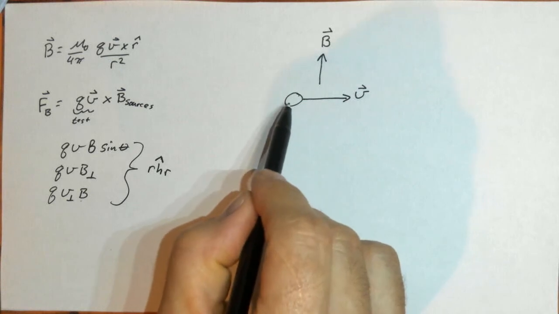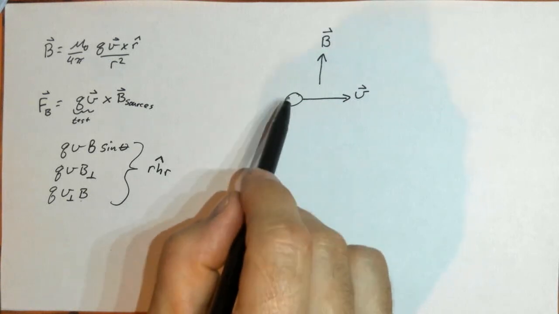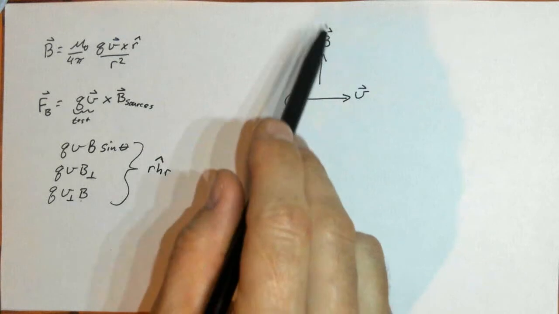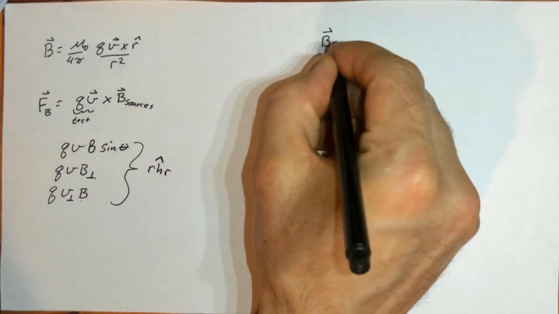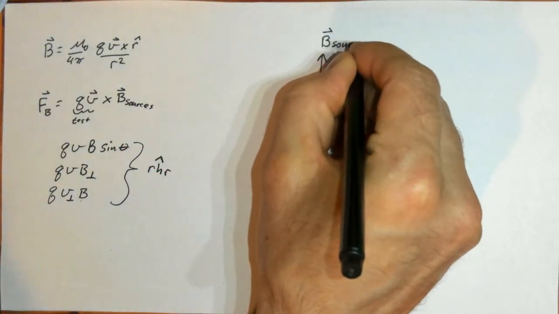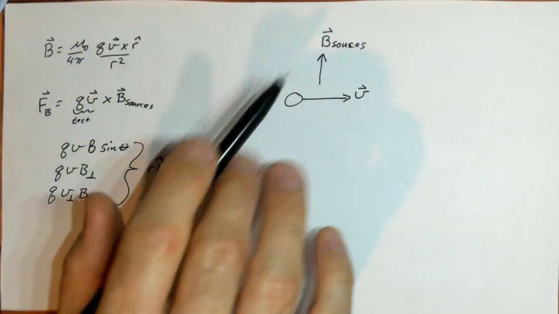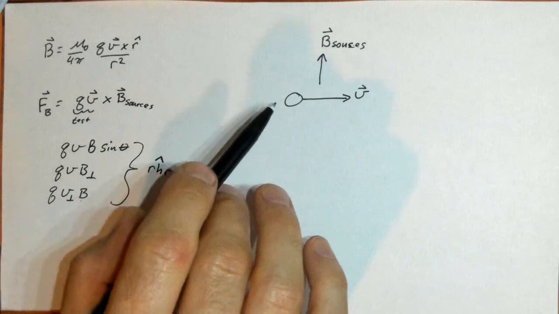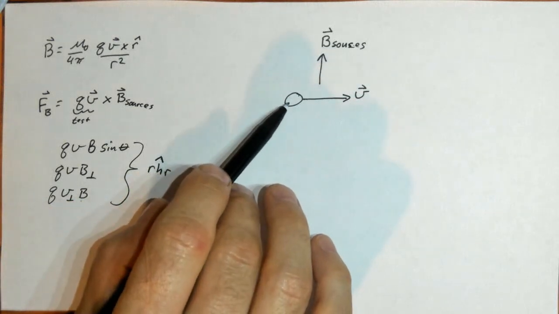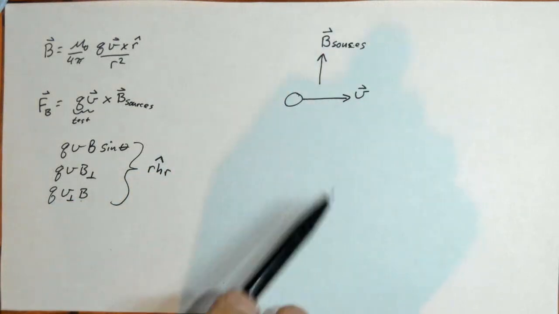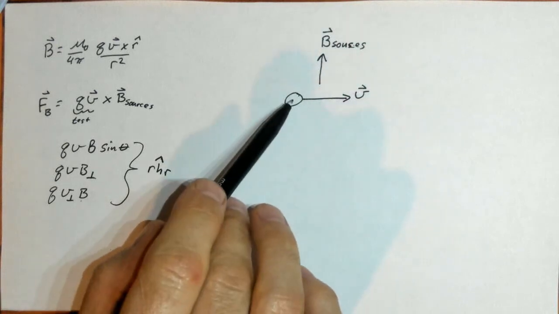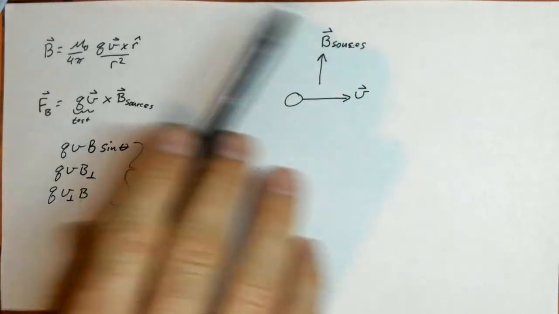Now, because this charge is moving, it's creating a B field, but that's not the B field we're talking about. This B field is from some other sources somewhere else. Okay? So it's easy to confuse these two. Now, this might be creating a B field that could act on something else over here, but we're not worrying about what B field this is creating. This is created by something else.